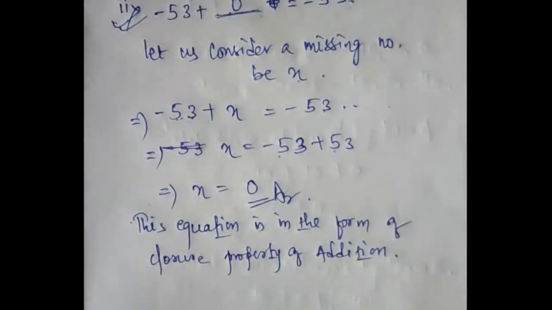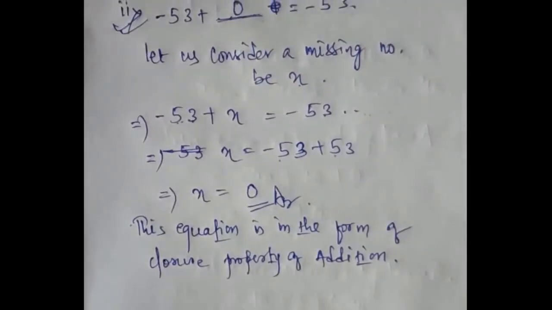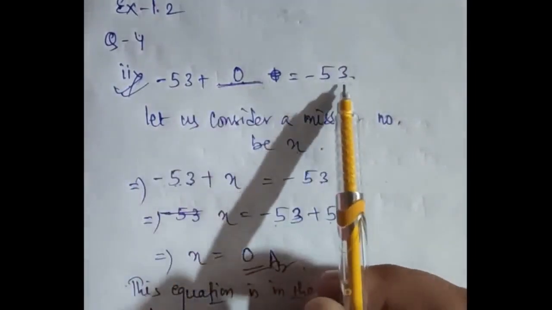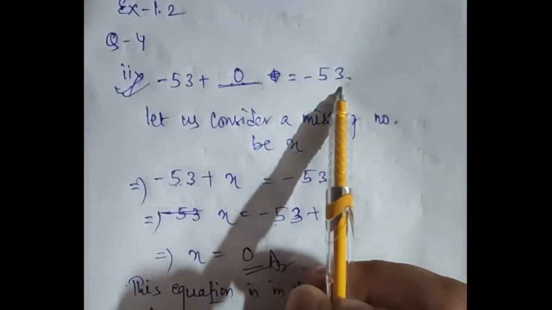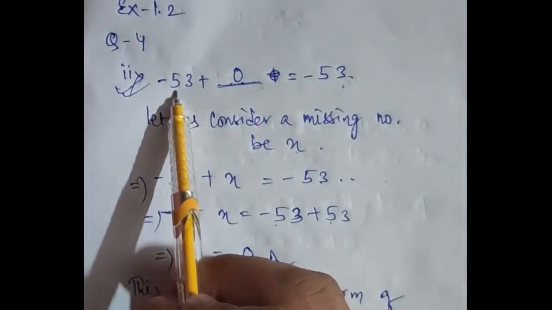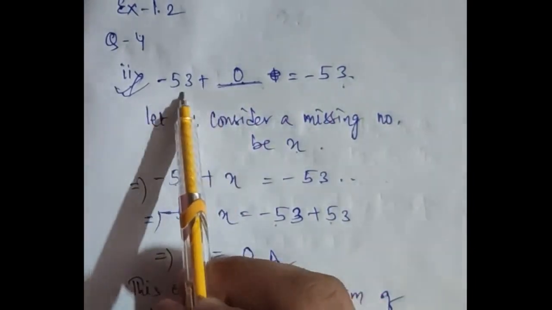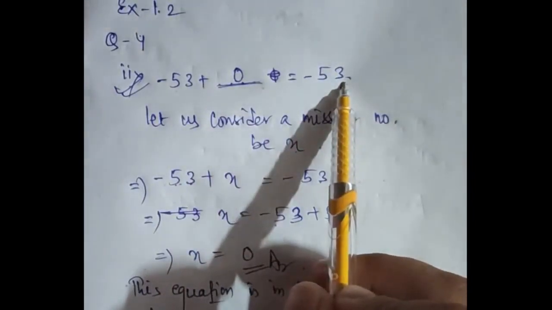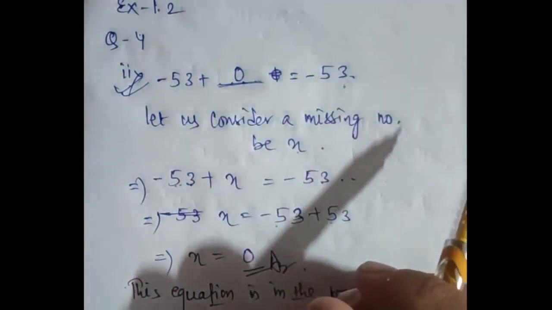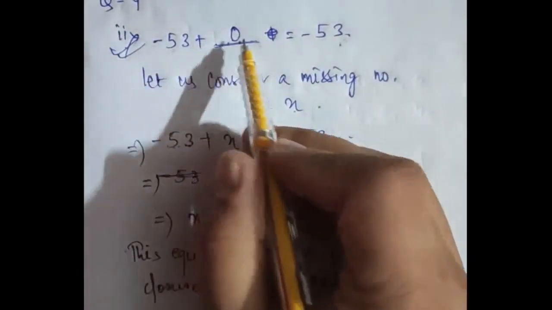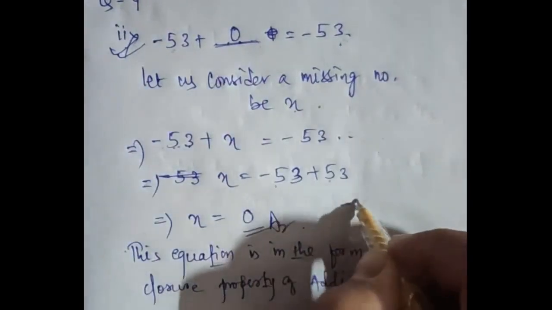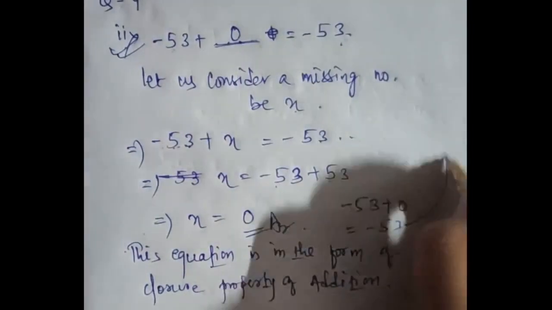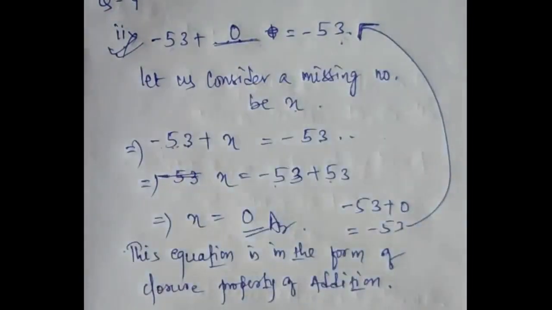Okay, closure property of addition meaning when you are adding any number with a whole number, you are going to get that whole number only. So when we add this number here, minus 53 plus 0 will be equal to minus 53, which is equal to this, right?